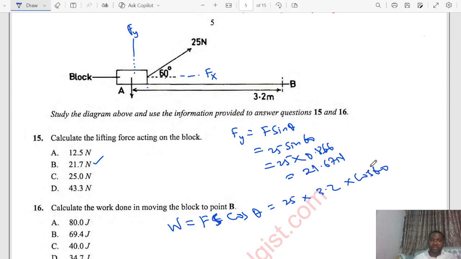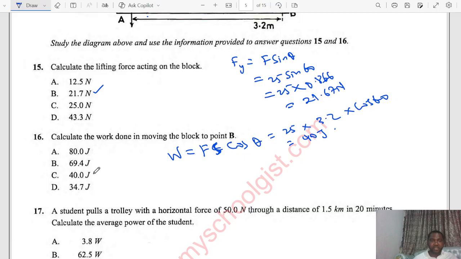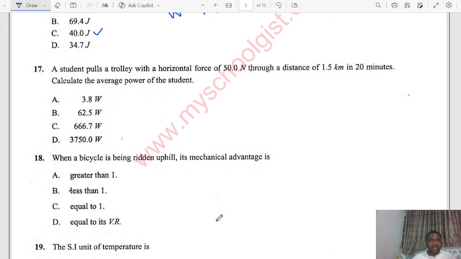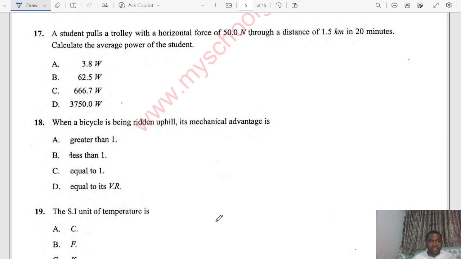Cos 60 is of course 0.5. So 25 times 3.2 times cos 60 is going to give us 40. So the answer is 40 joules. So C is our answer here. Ta-da! Okay, that leads us to the next one, number 17.